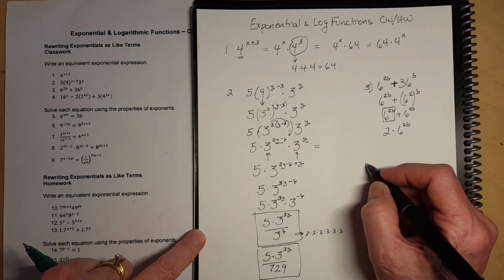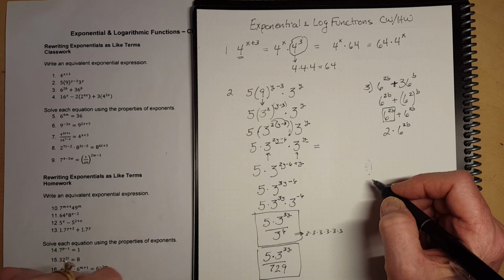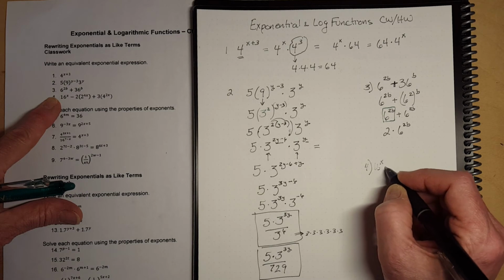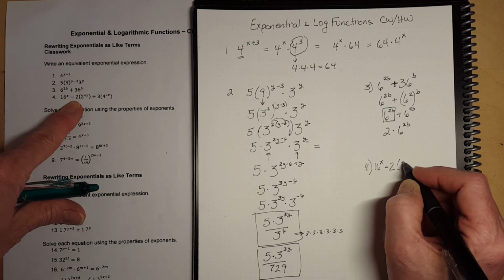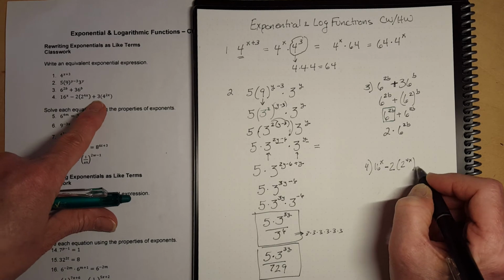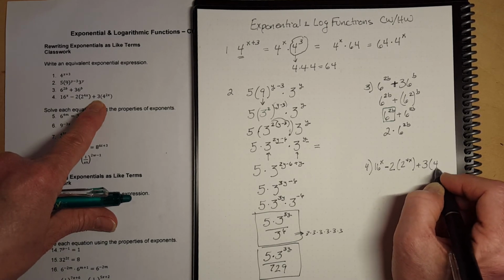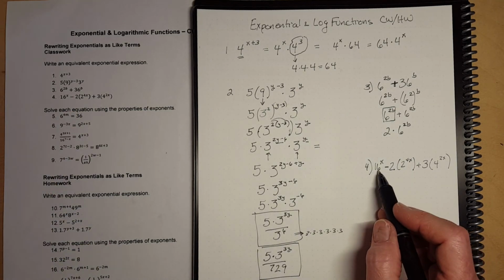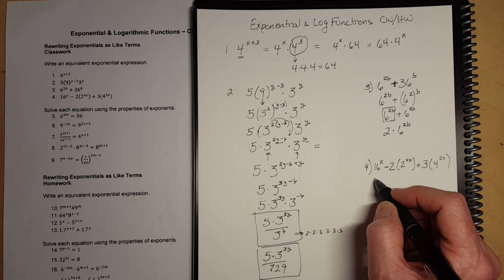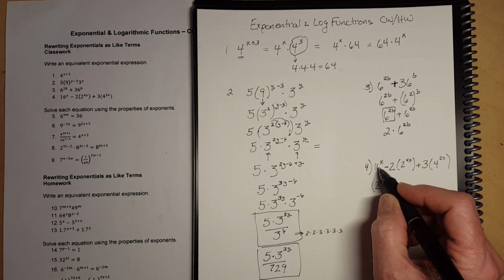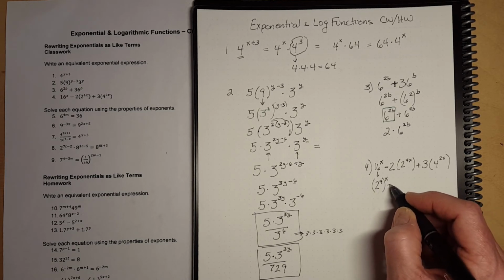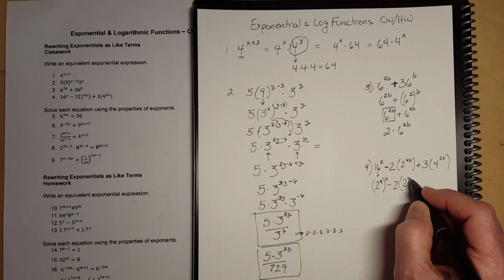Next one, 4. We have 16 to the x minus 2 times 2 to the 4x plus 3 times 4 to the 2x. We're looking for a common base, and so I know 16 is a power of 2, so I'm going to replace 16 with 2 to the 4th, because 16 is 2 times 2 times 2 times 2. So 16 is 2 to the 4th, and that's raised to the x, minus 2 times 2 to the 4x.